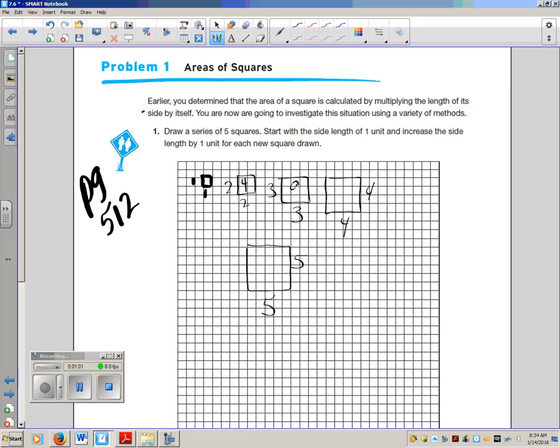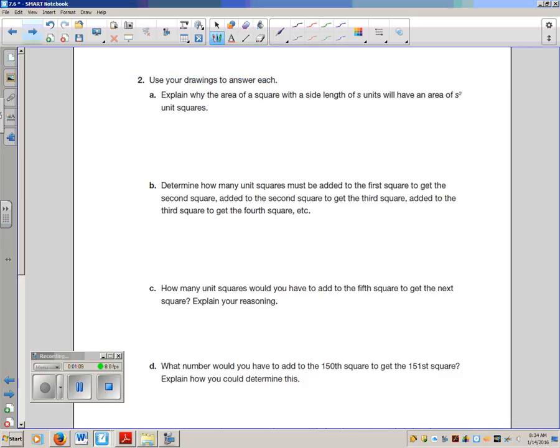Put the areas in here. 9, 16, and 25. Next page, number 2. Explain why the area of a square with a side length of s units will have an area of s squared. Area equals, how do I find the area of this square if the length is s? Write down your answer.